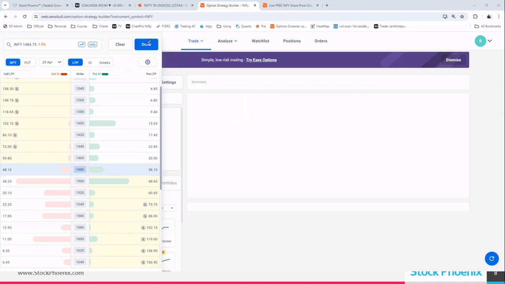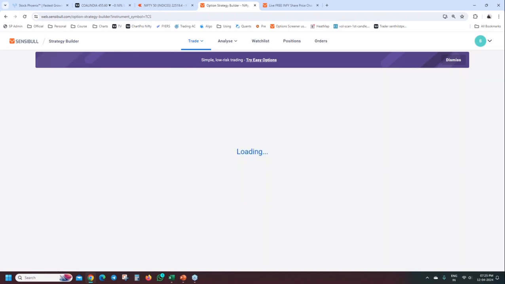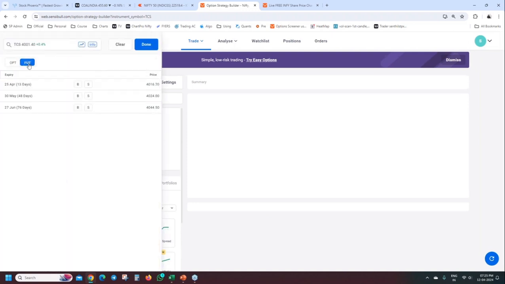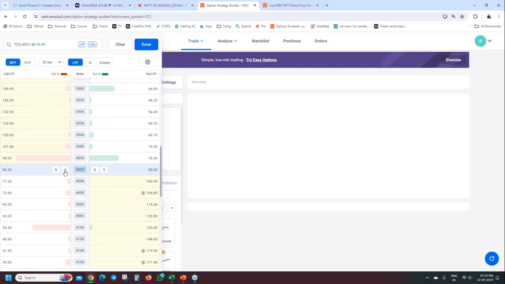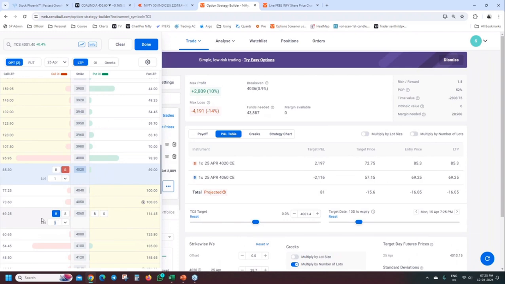Let's take one more stock, TCS. Can we sell OTM? No, that is a different strategy. Sir, as I told you, in covered options you can do whatever you want, but the only thing is when you optimize and see, it should work. 4016. So let's take 4020 sell, and on the third strike buy 2 lots.